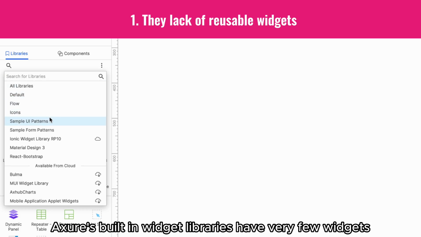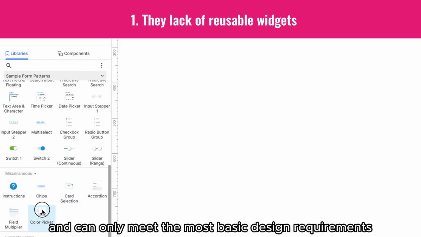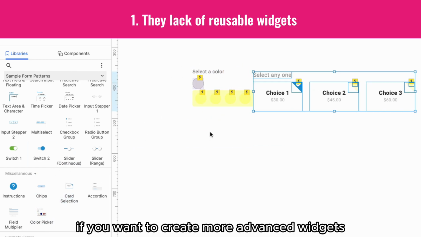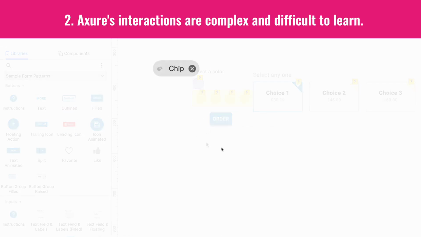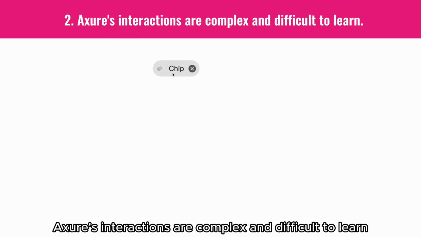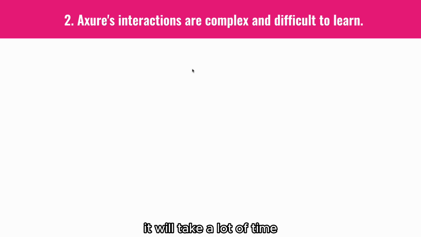Axure's built-in widget libraries have very few widgets and can only meet the most basic design requirements. If you want to create more advanced widgets, it will take a lot of time and effort. Axure's interactions are complex and difficult to learn. If you want to design such a high-fidelity prototype, then it will take a lot of time.